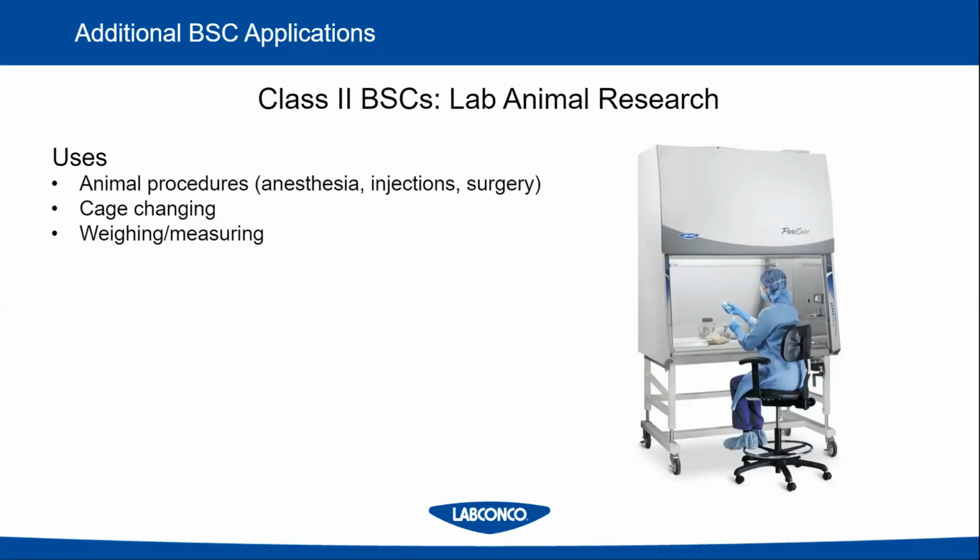Lab animal research is also a really common use of biosafety cabinets. Animal procedures can be done inside the Class 2 biosafety cabinet: anesthesia, injections, surgery, cage changing or weighing and measuring. These are all things that are done especially in immunology research. So in immunology or cancer research, a lot of these mice or other lab animals have a very compromised immune system. So we need to provide a sterile environment on the inside to keep the animals healthy and make sure the experiment is conducted in the most clean, rigorous way possible, and also protect the user from any possible hazards from the animals.